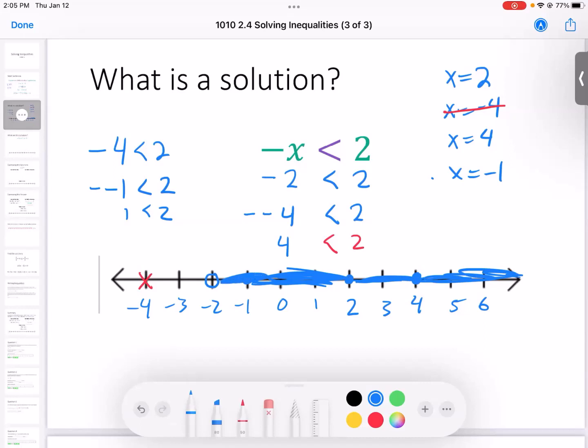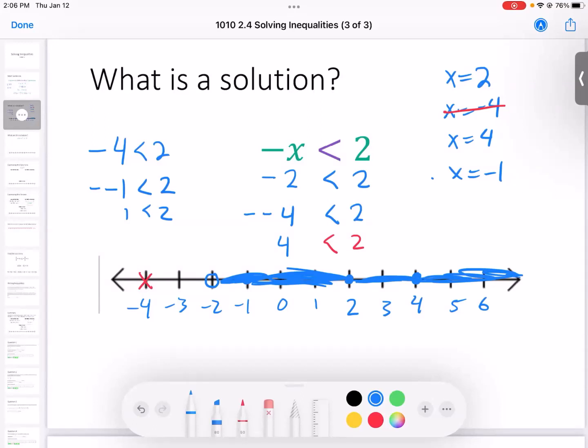So this dot right here ends up being the boundary between the solutions and the non-solutions, because anything on this part is going to not be a solution. Like -3, if I do the opposite of -3, that's going to be +3, and +3 is not less than 2. So everything on that part is going to be a non-solution, and everything from here upwards is going to be a solution.